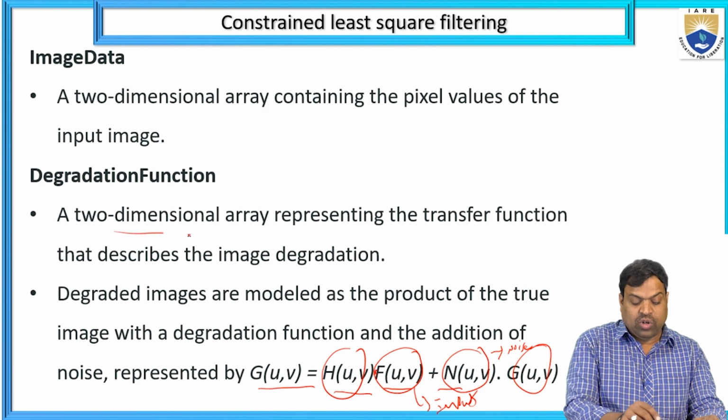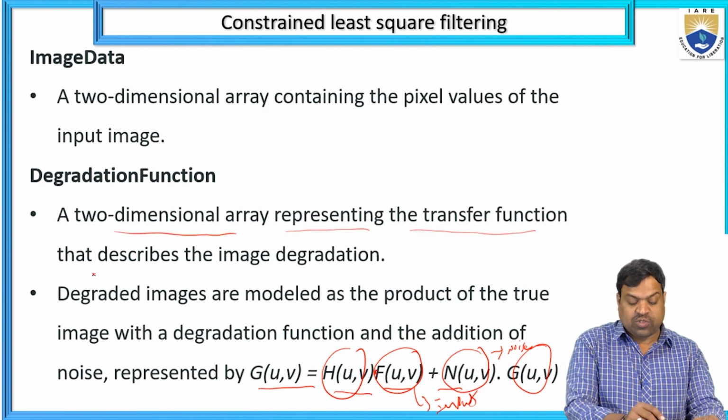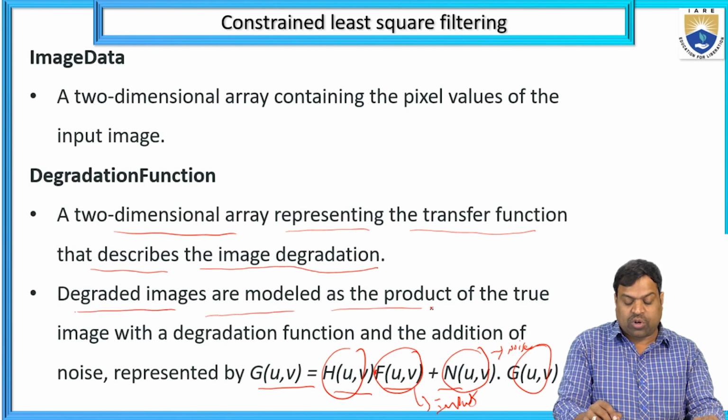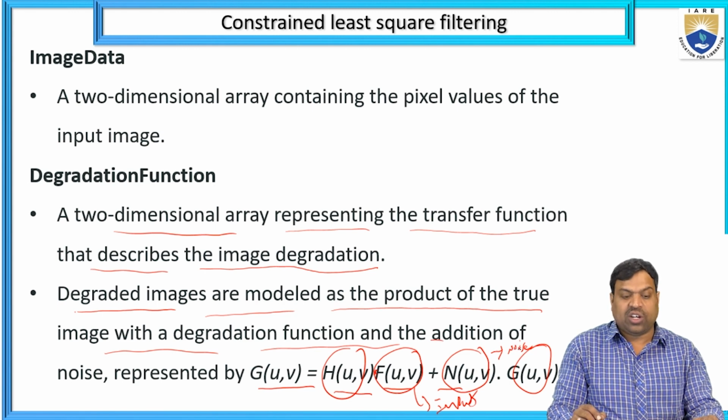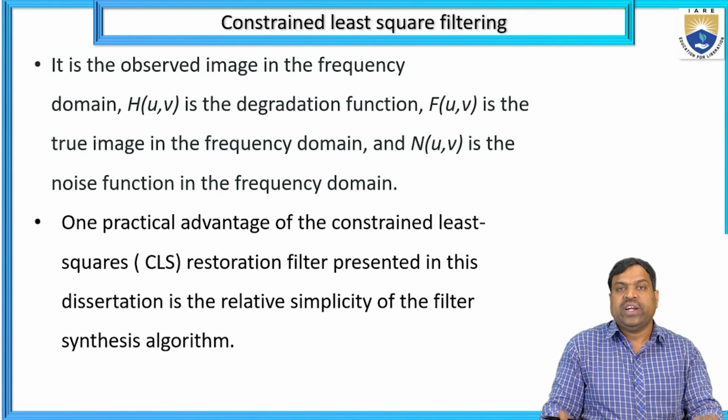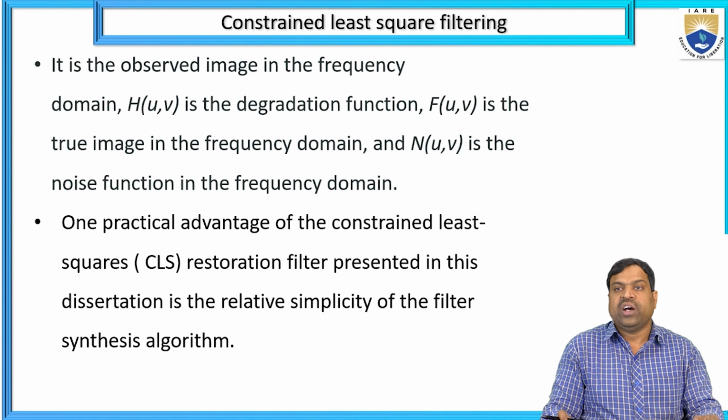So a two-dimensional array representing the transfer function describes the image degradation. The degraded images are modeled as a product of the true image with a degradation function and the addition of noise, represented as G of (u,v) equals capital H of (u,v) into F of (u,v) plus N of (u,v). It is observed that in the frequency domain, capital H of (u,v) is the degradation function, capital F of (u,v) is the true image in the frequency domain, and N of (u,v) is the noise function in the frequency domain.